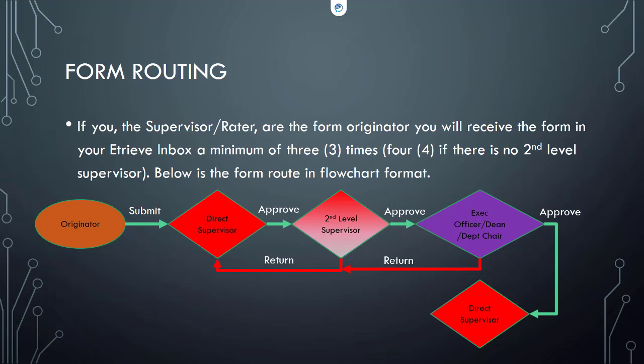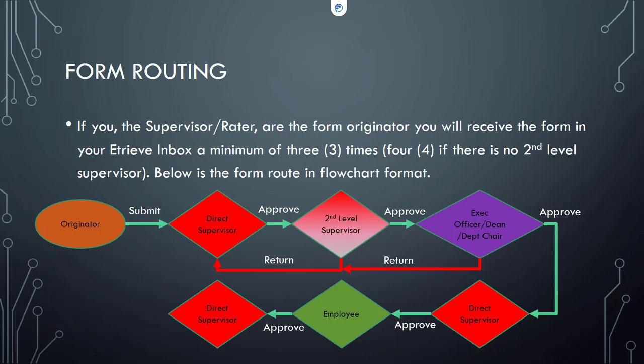We do this because we need to make sure that the executive officer, dean, or department chair's comments match up with the direct supervisor. The direct supervisor should review those comments so that they're ready when it's time to brief the employee, the faculty member. After the direct supervisor reviews, they click the Approve button and the form moves on to the employee or the faculty member. The faculty member does their review, adds any comments if they choose to do so, then the form flows back to the direct supervisor. This is the normal workflow, folks.